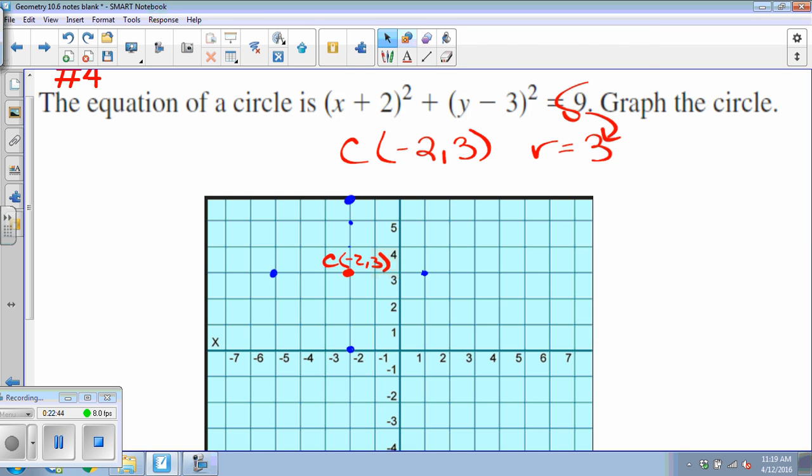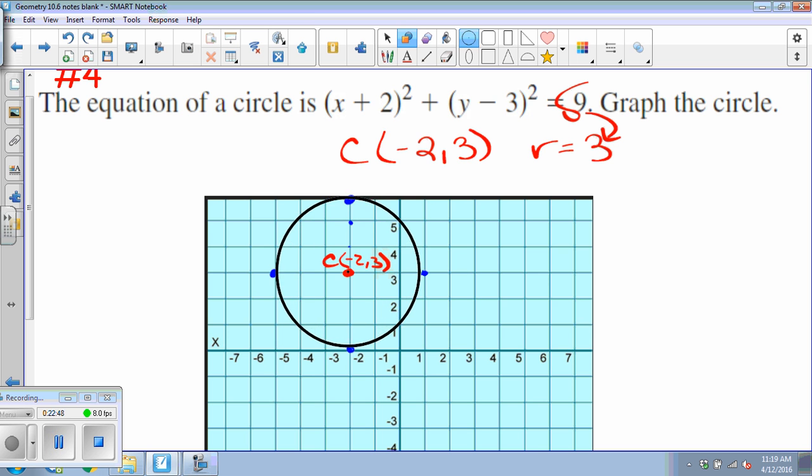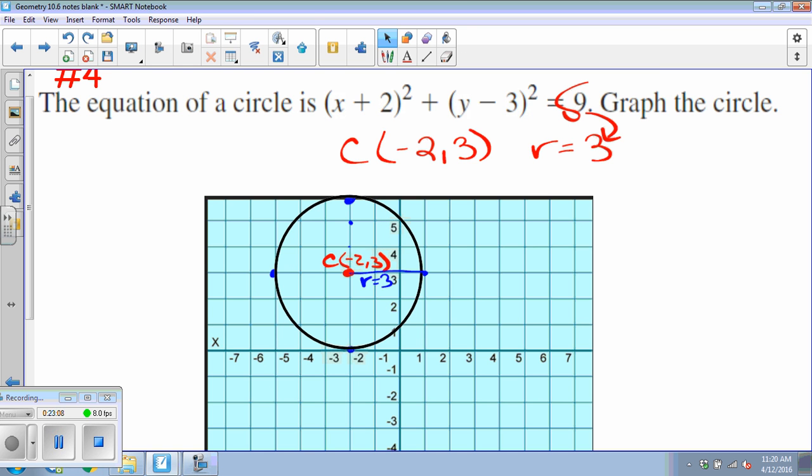I will use my fancy smartboard to draw that circle. Okay? So yours is going to be a rough sketch. It doesn't have to be pretty. It's just a rough sketch. But you need to label the radius and the center. So the radius is 3 and the center is (-2, 3). Okay?